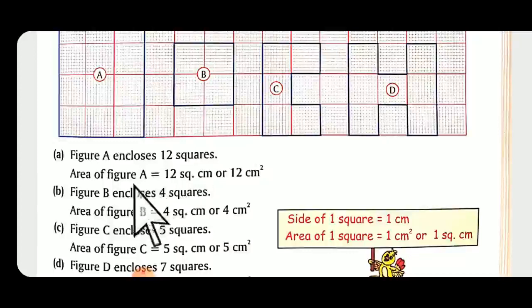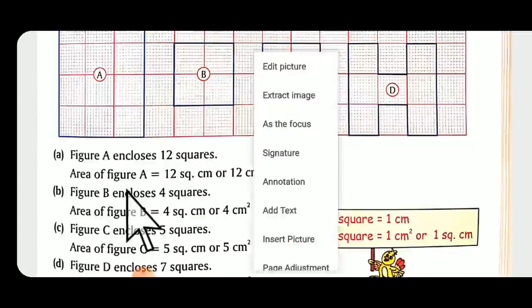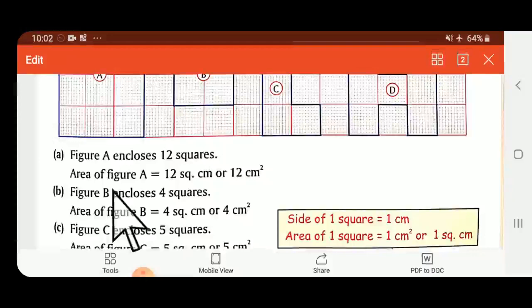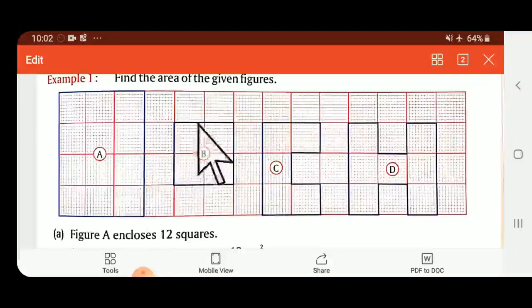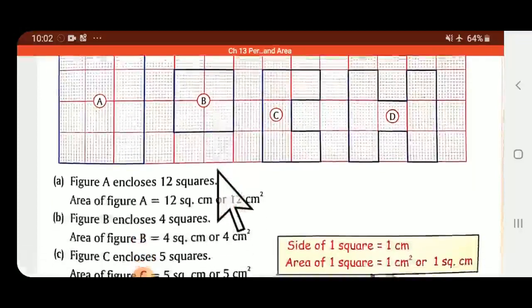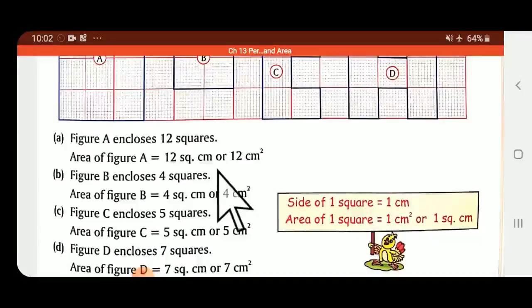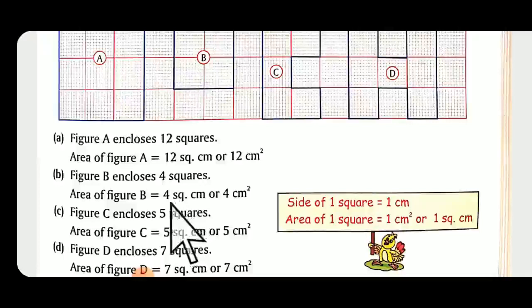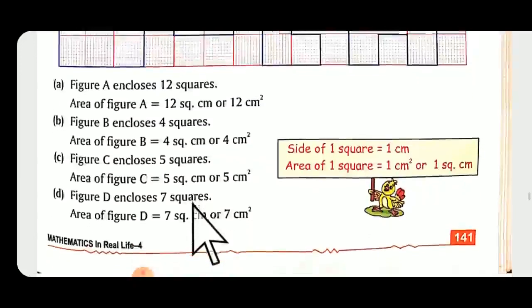In figure B, see, the borders are red here, and B is written. How many boxes are there? 1, 2, 3 and 4. That means how much is the area in figure B? In figure B we have 4 squares, and we can write that as 4 square centimeters. Square is written for area. In perimeter we don't write square.